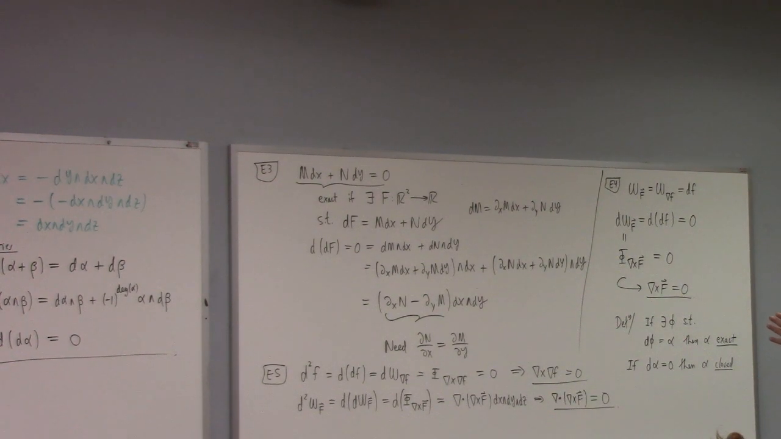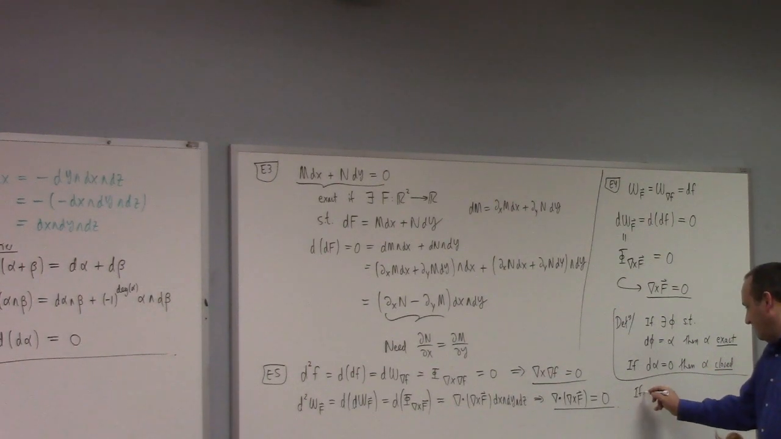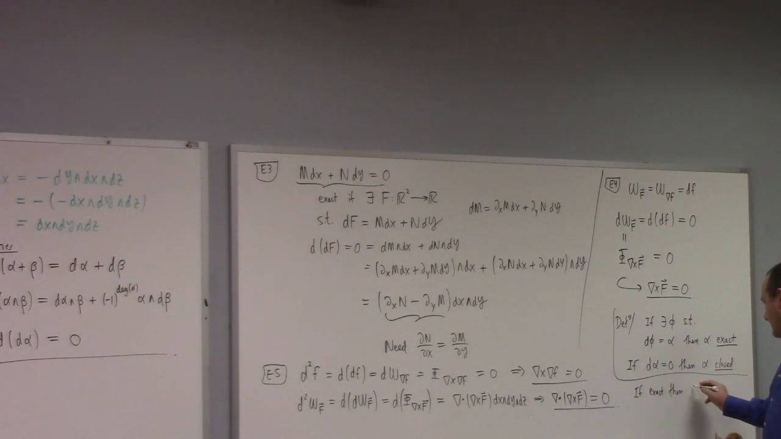d squared equal to 0 tells you what? If it's exact, what does it have? So if exact, then what? If exact, then alpha is equal to d phi, right? So d alpha is equal to d of d phi, which is equal to 0. So if exact, then closed.